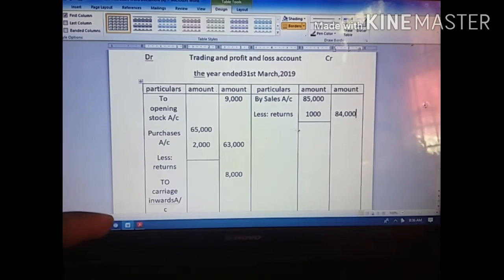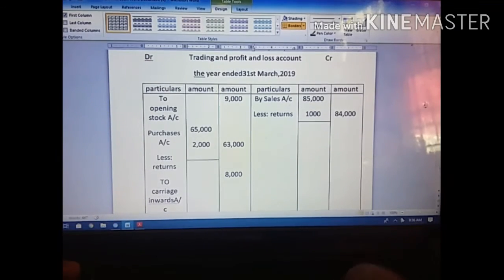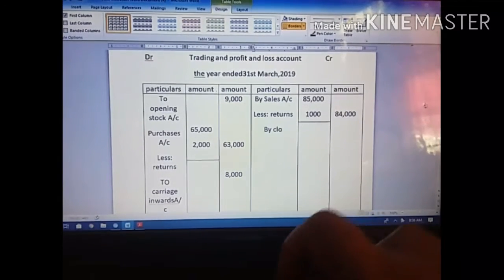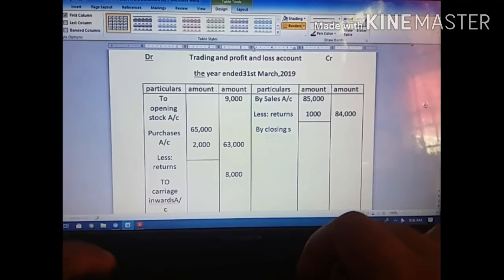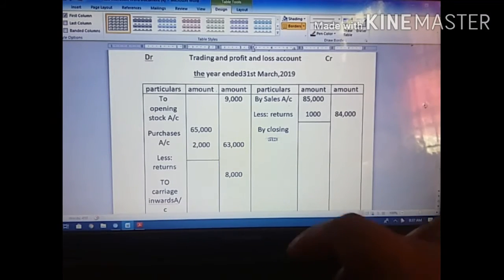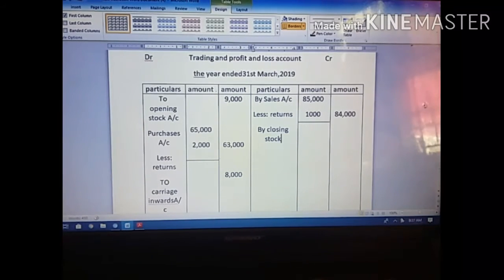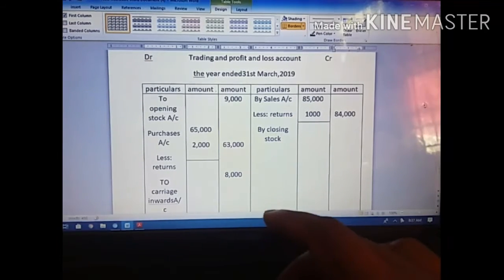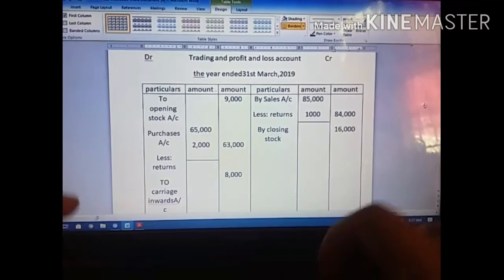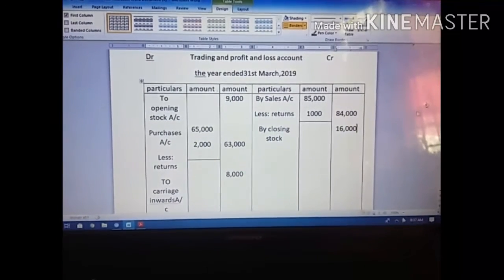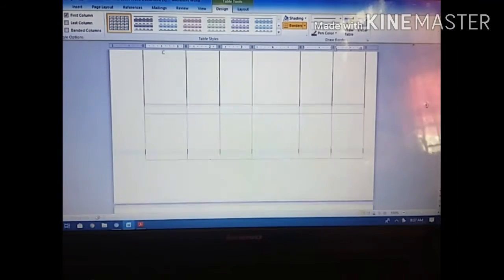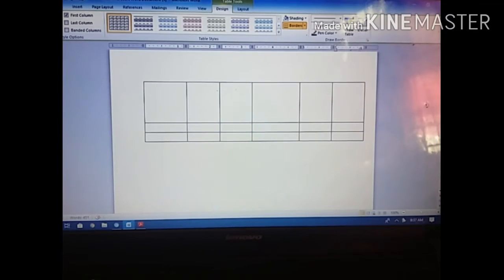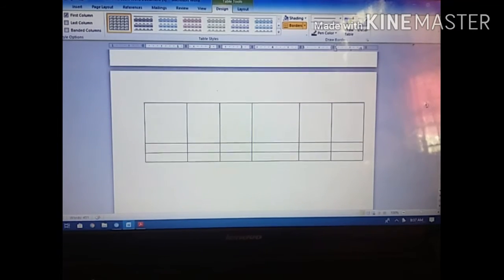Then closing stock is here. So closing stock we have to write, by closing stock. You have to show it in the outer column. Closing stock 16,000 is there, so I have to write 16,000. That's it. So we have entered all the information. Based on the available information, we have entered all the amounts in the trading account.